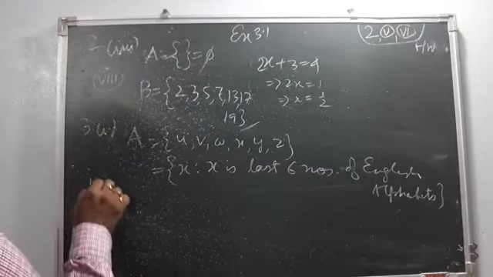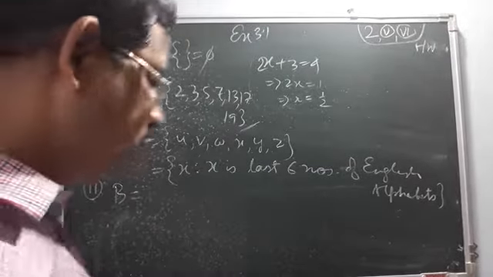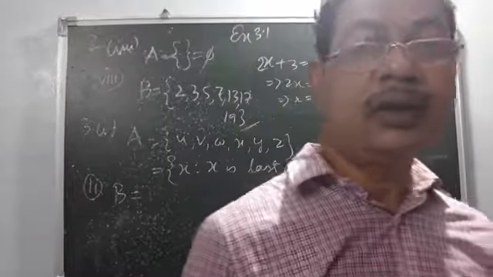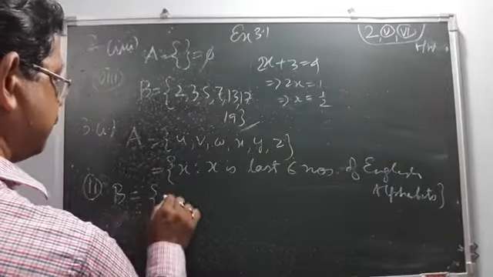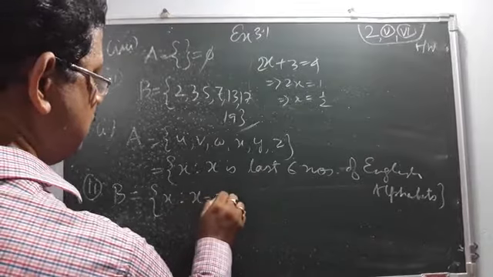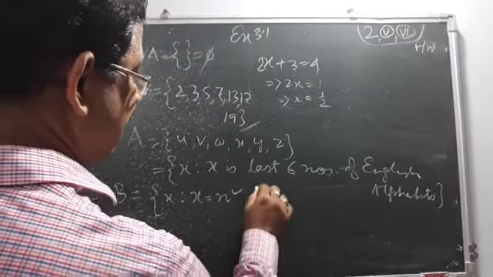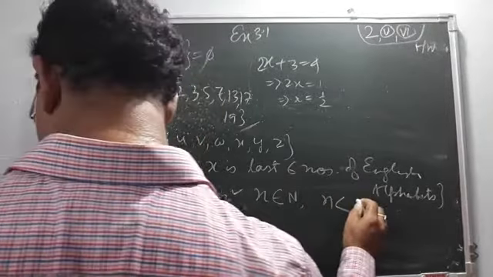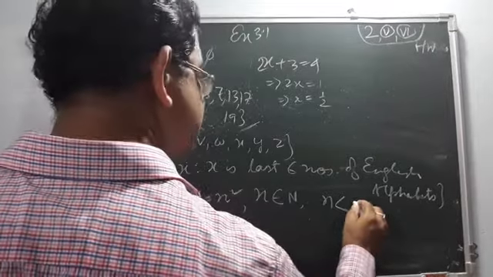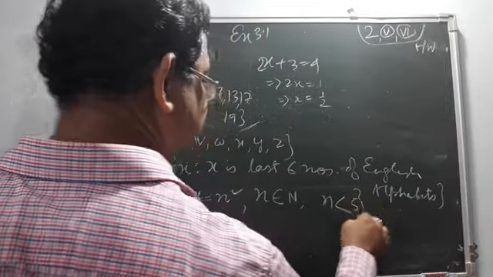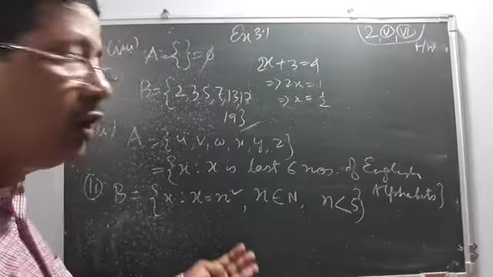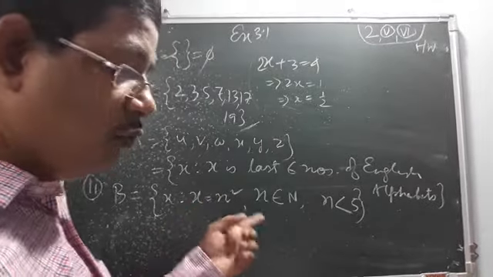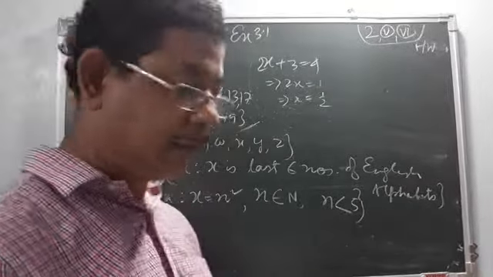So this way we can write the second one. B is given: 1, 4, 9, 16. I can write it in this form: x such that x is equal to n square, where n is a natural number and n is less than 5, as the last one is 16. Less than 5, all the natural numbers are 1, 2, 3, 4. So we can write 1 square as 1, 2 square 4, 3 square 9, 4 square 16.